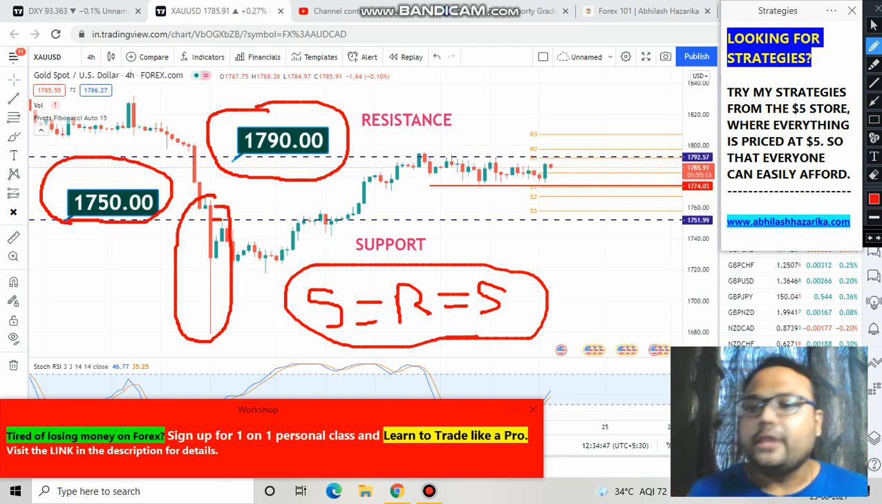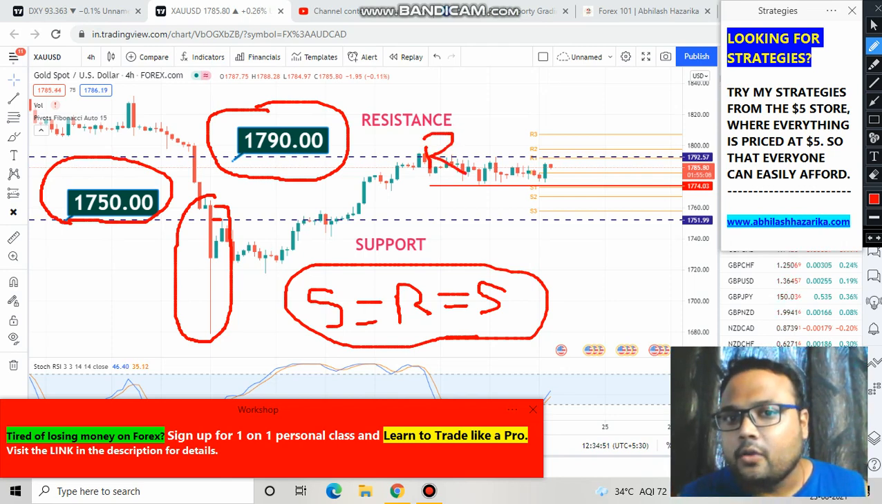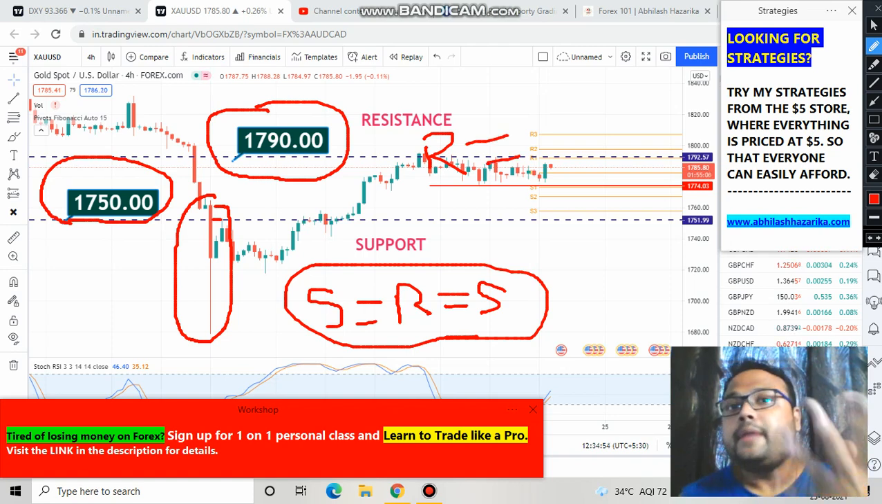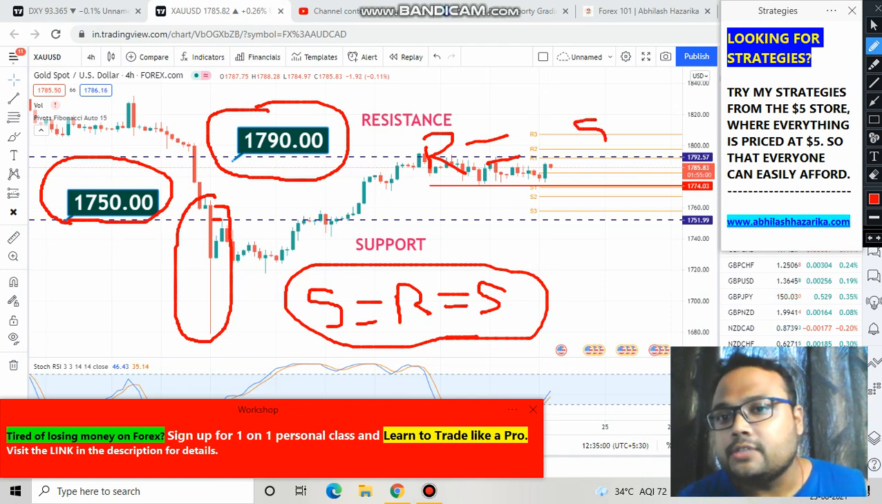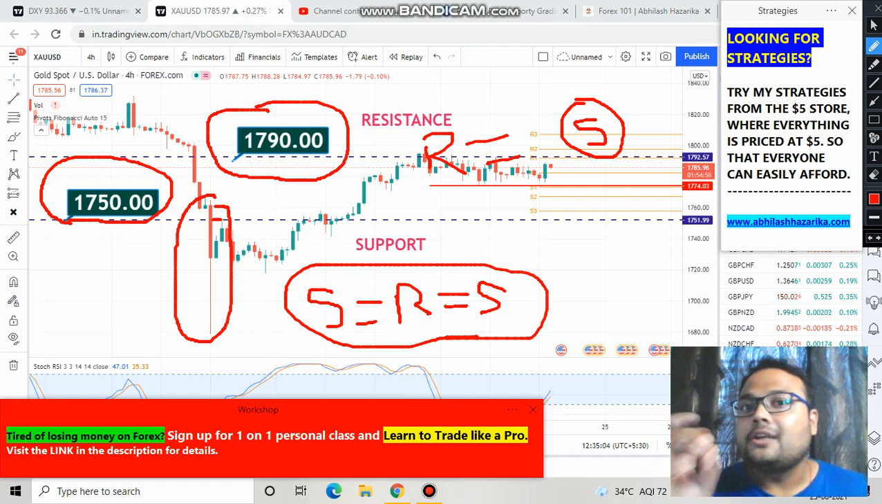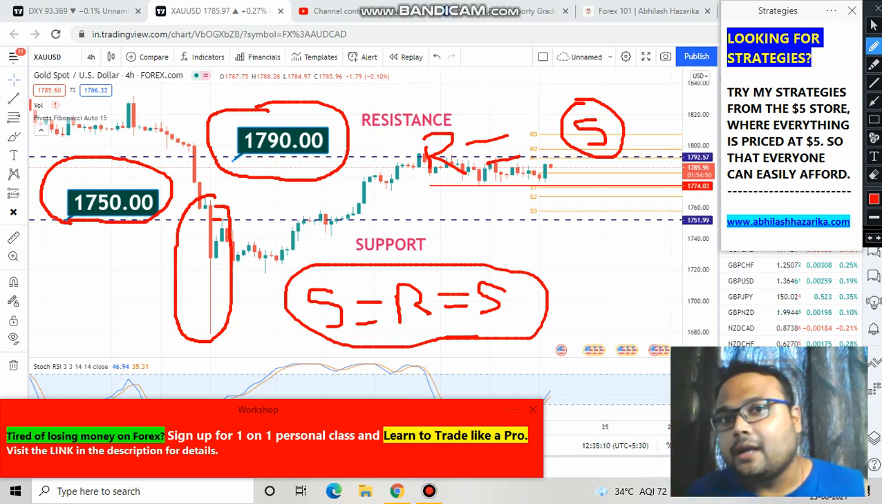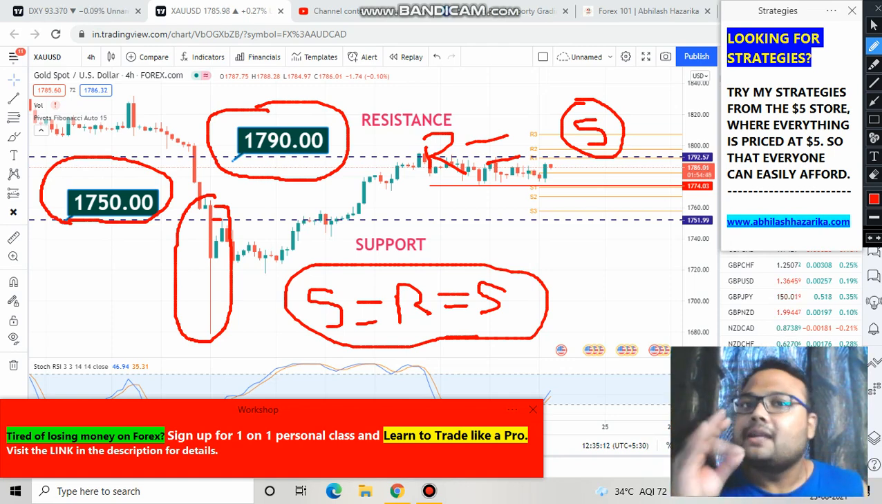Market has reached the resistance level. What is resistance? Resistance is a place where the concentration of sellers is more. Okay, resistance means a place of sellers. Sellers are present at this level. As a result, this is called resistance. The market is standing at resistance, at the sellers' level, but still price is not coming down, which clearly signifies that buyers are also there in the market.